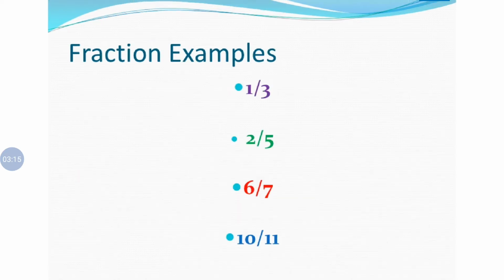For example, 1 by 3. 1 is a numerator and 3 is a denominator. So 1 by 3 is a fraction. Another example, 2 by 5. 2 is a numerator and 5 is a denominator. 6 by 7: 6 is a numerator and 7 is a denominator. 10 by 11: 10 is a numerator and 11 is a denominator. These are called fractions. Do you understand?